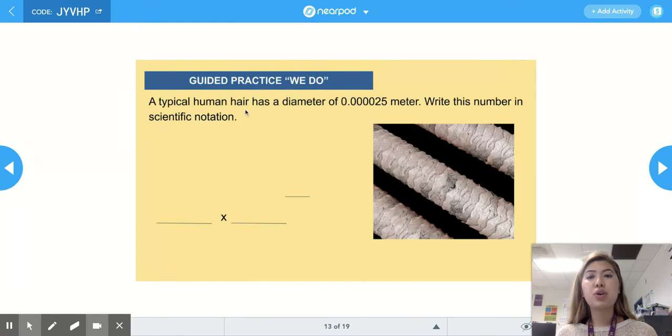This we do problem reads, a typical human hair has a diameter of 0.000025 meters. Write this number in scientific notation. So we have to make our coefficient a number in between 1 and 10. So that's going to be 2.5. Our base in scientific notation is always 10. And we're moving our decimal place to the left. So our exponent has to be negative. We're moving it 1, 2, 3, 4, 5 places to the left. So that means that 0.000025 in scientific notation is 2.5 times 10 to the power of negative 5.